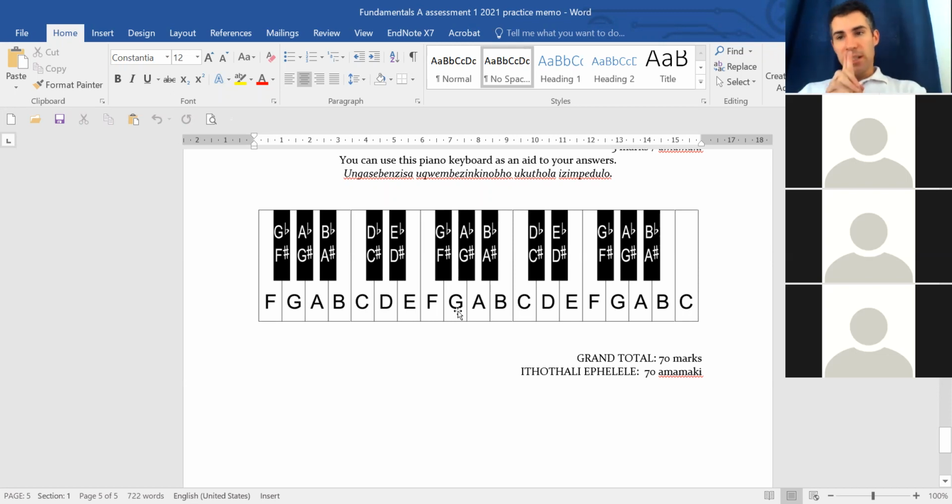Now here's an important thing that you need to remember with tones. This is not for semitones, only for tones. When you are working with tones, you have to go up or down to the next letter name. So if you are working with an A, your answer must be G, because it's the next letter.